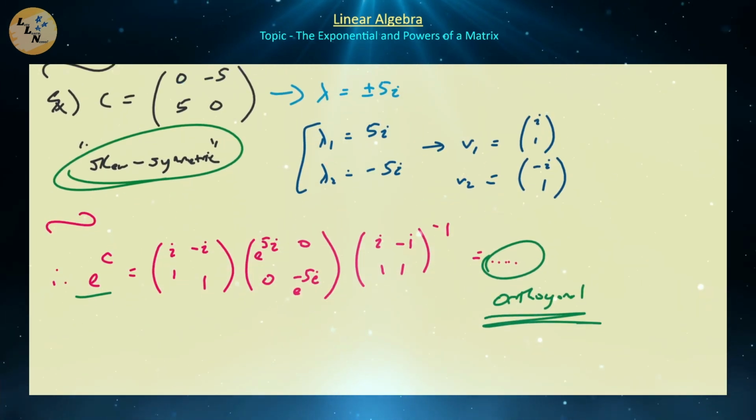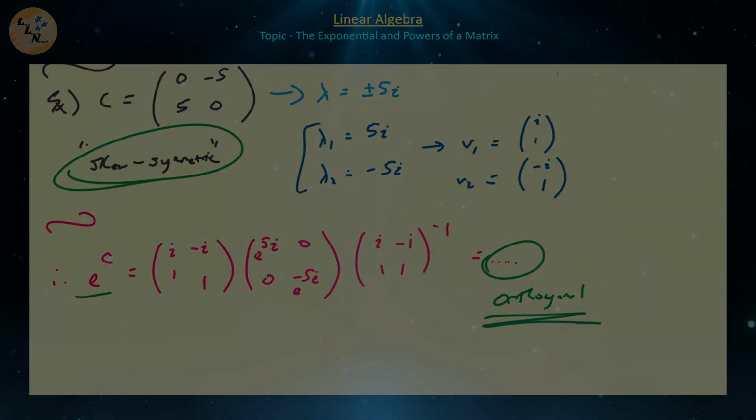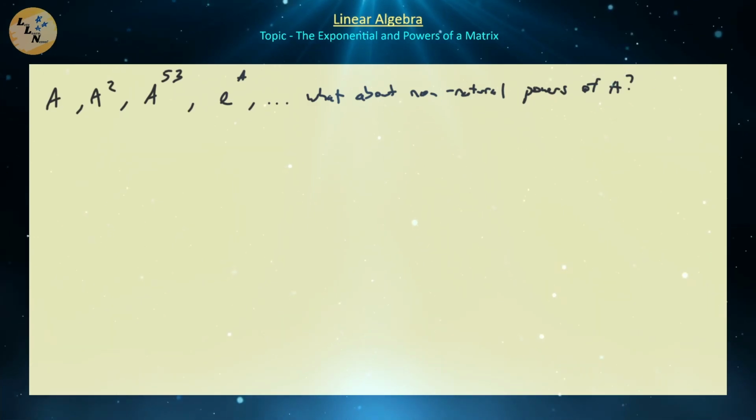I invite you to try and prove those things for the arbitrary case, but we'll just leave them as an exercise for now. So up to this point, we're able to do A squared, A to the power of 53, A to the power of 576, and even exponentials of matrices, but up to diagonalization. What if we have interest in finding, for example, the square root or the cube root of matrices, which is powers of 1/2 and 1/3? So what would the square root of a matrix be equal to?